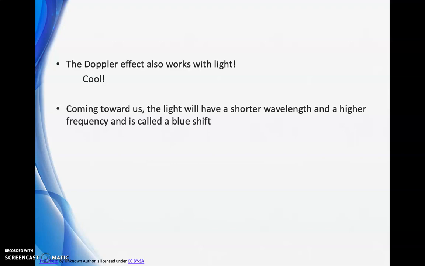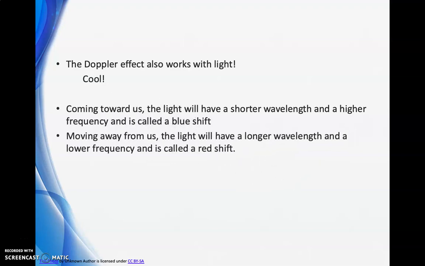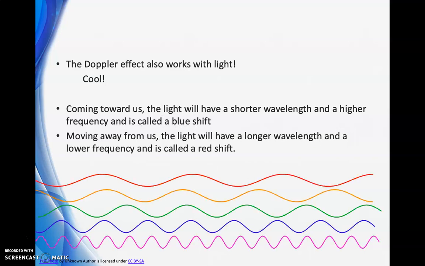So it'll have what's called a blue shift. We know the blue wavelength has a higher frequency and a shorter wavelength. And if it's going away from us, it'll have a longer wavelength and a lower frequency, and we know that will be a red shift. Unfortunately, we can't see it with the naked eye. There are only certain ways we can measure it, with what is called a spectroscope.